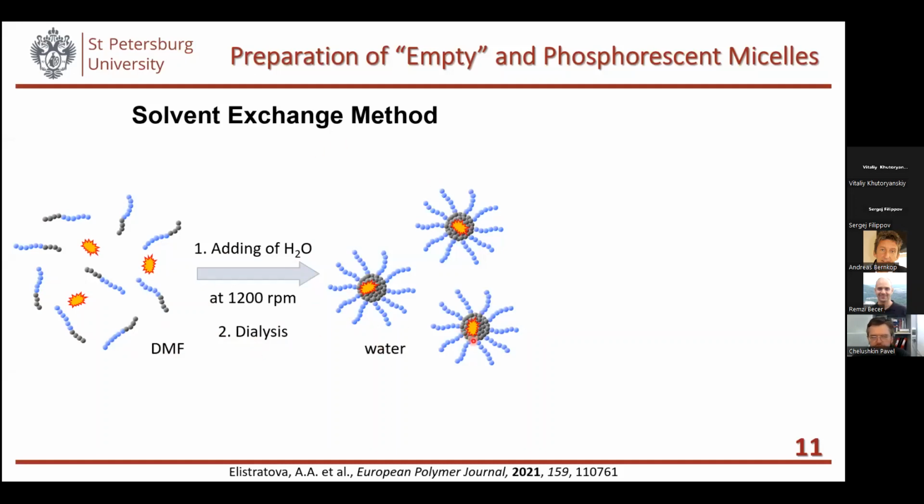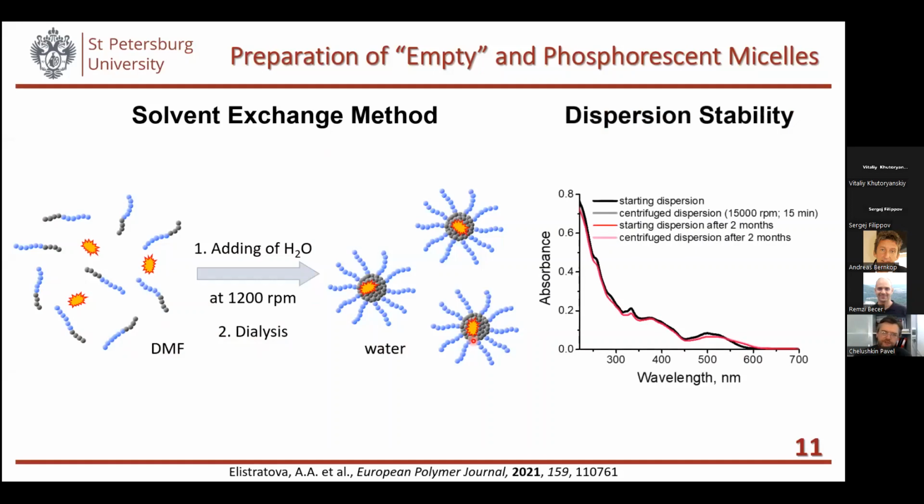All the micelles were prepared and checked for their stability, and we worked only with stable dispersions. Under stability, we understand at least two factors. First of all, they should survive preparative centrifugation, and also they should be stable for at least 2 months during storage in a fridge.